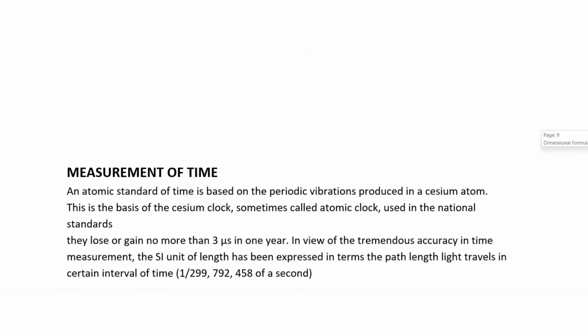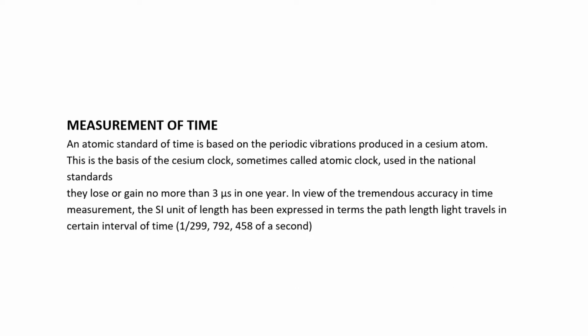Now we move on to the measurement of time. Here we use an atomic standard of time. This atomic standard of time is based on the periodic vibration produced in the cesium atom. This is how the cesium clock is designed. This cesium clock is so accurate because there is an error of only 3 microseconds in 1 year. So they lose or gain not more than 3 microseconds in 1 year. That is why we use the cesium clock as an atomic standard of time.